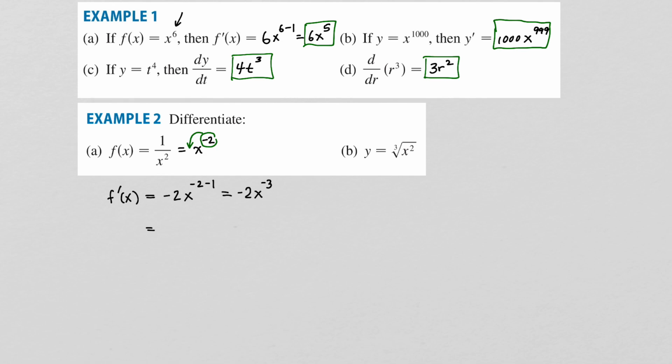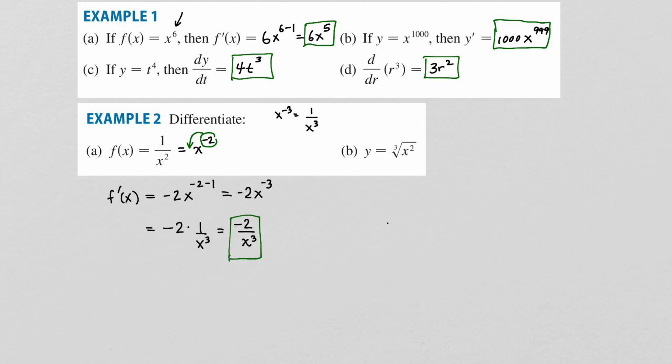And then we're going to rewrite this by remembering that x to the negative 3 is the same as 1 over x to the positive 3. And so we have negative 2 times 1 over x to the 3. And then multiplying these together, we get negative 2 over x cubed.